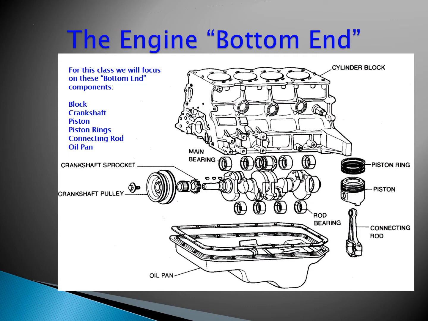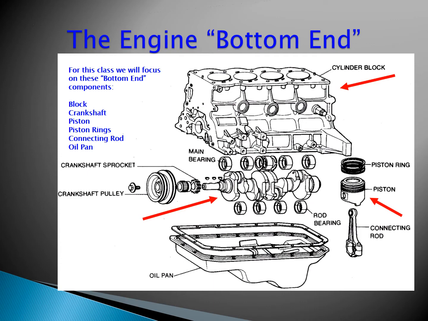All right, so here is a little cutout of a four-cylinder engine block. If you look at the blue components, we have the block itself, the crankshaft, the pistons, the piston rings, connecting rods, and our oil pan. So first on our list is the block itself. We've already talked about this quite a bit. And then, within the block, we've got our crankshaft itself. You see the crankshaft sprocket there in the diagram and the pulley.